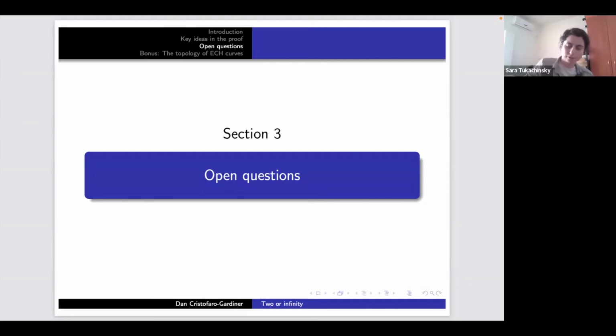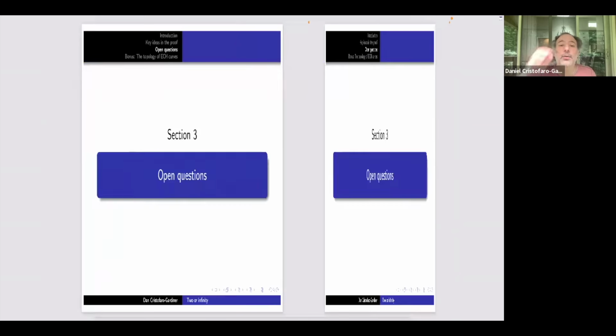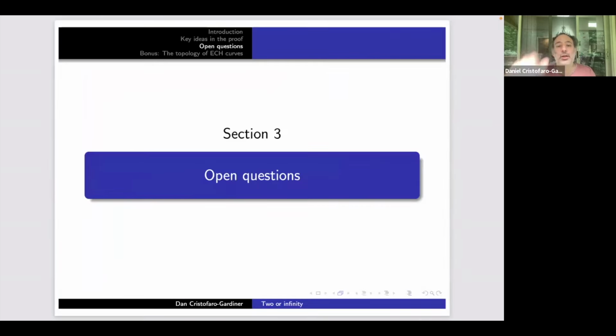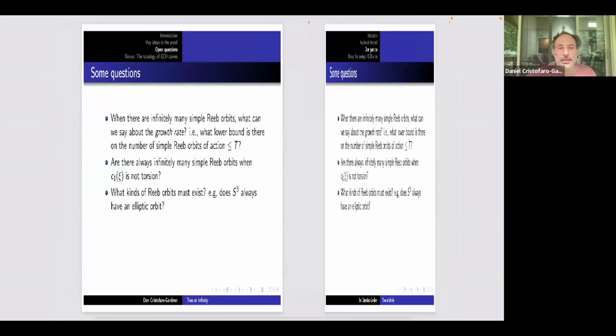Could you at least briefly address this mysterious score invariant? I'm sorry, could you repeat the question? I couldn't quite hear. Could you at least give a sense of what the score is? The score. Yeah, sure. That's actually the bonus slide.